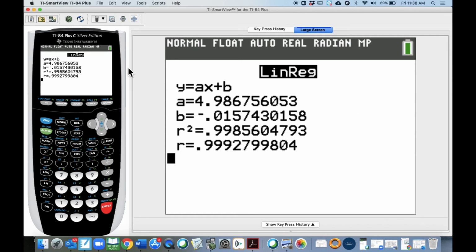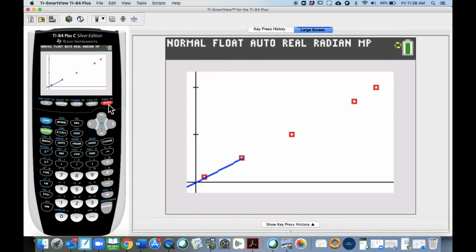Now if I go to graph, I'm going to go to zoom, stat. Again, actually I can just hit graph at this point because I'm already at the right zoom level. I'm going to hit graph, and it's going to draw that line in for me. And so now I have the line on my calculator. That is helpful because I need to match it to what I've got on the paper.